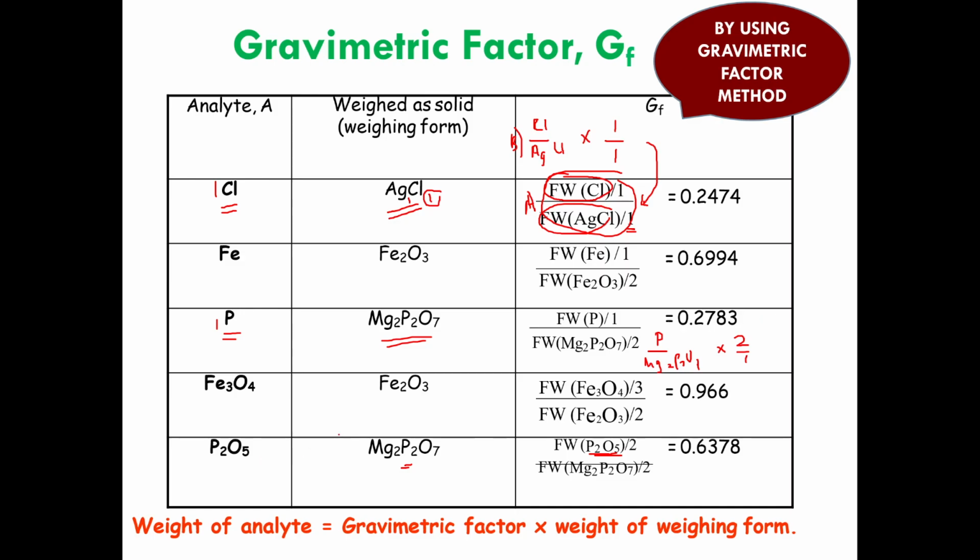So we see at the last statement in this slide, the weight of analyte. In gravimetric calculation, we need to measure one thing, which is the weight of analyte, because the weight of sample sometimes will be given in the question, also the weight of the precipitate. So the weight of analyte you need to calculate. By using the gravimetric factor, the gravimetric factor multiplied by the weight of weighing form, which is the weight of precipitate, you get the weight of analyte.